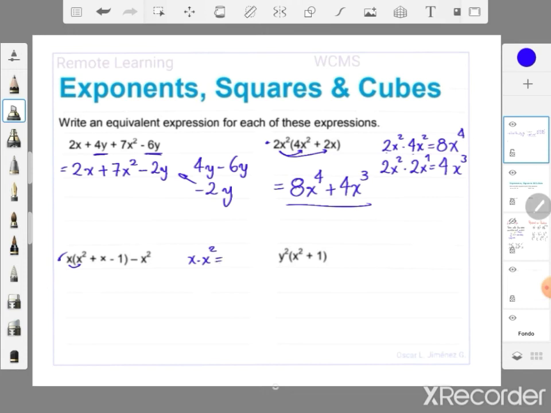We are going to multiply x times x squared. Okay. So what do we do? We keep the variable, the x, and we add the exponents. So remember, the exponent right here is 1. So what is 1 plus 2? It is 3. So we're going to have x to the third power.